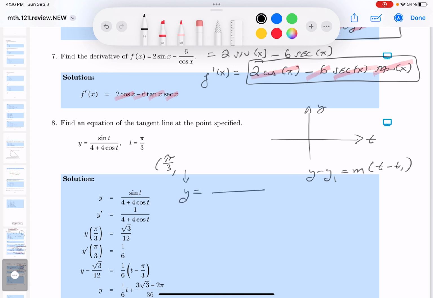So the sine of pi over 3 is root 3 over 2. All right, 4 plus 4 times the cosine of t. Well, the cosine of pi over 3 is going to be half, so it's 4 plus 2, which is 6. So you get, let's see, root 3 over 12. That's not so bad.